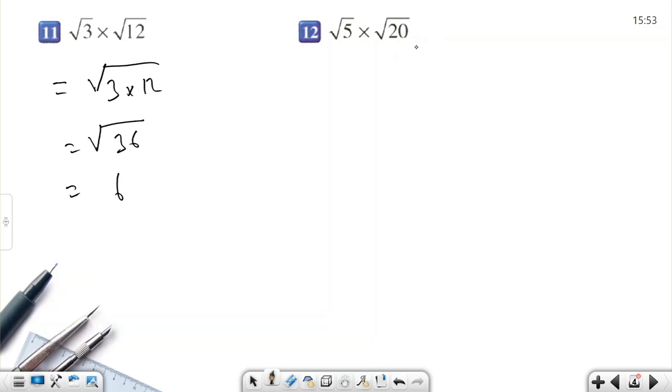Look at this one: square root of 5 multiplied by square root of 20. Square root of 20 has a perfect square factor 4, but let's do something else. Right under the same square root, 5 times 20, and you will get 100. It's equal to square root of 100. What is square root of 100? It's 10. So if there are two square roots, you can write them inside the same square root.